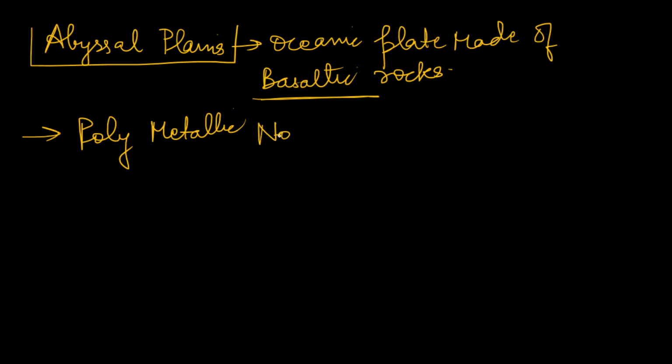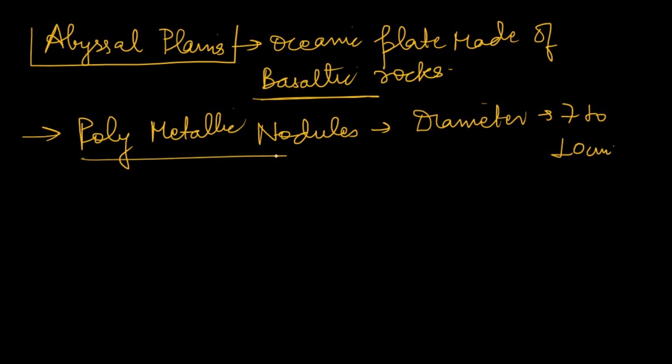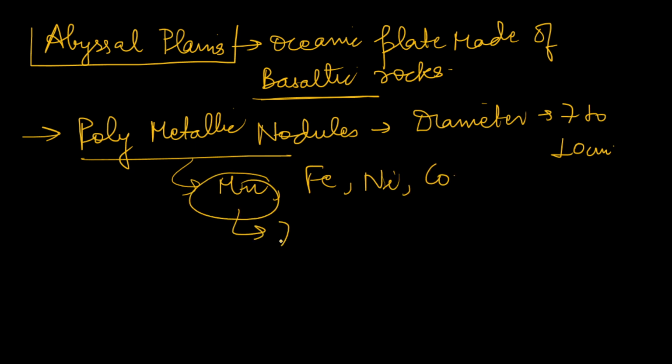Polymetallic nodules. These nodules are around 7 to 10 centimeters in diameter, and they are rich in various types of minerals, or you can say various elements such as manganese, iron, nickel, cobalt. 70% of these polymetallic nodules contain manganese, and iron, cobalt and nickel make up around 30%.